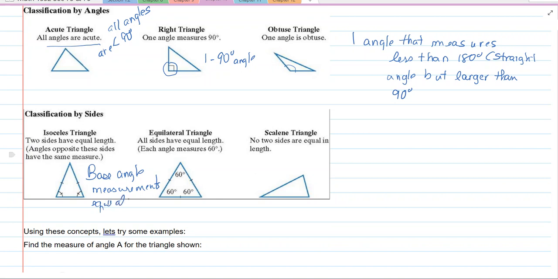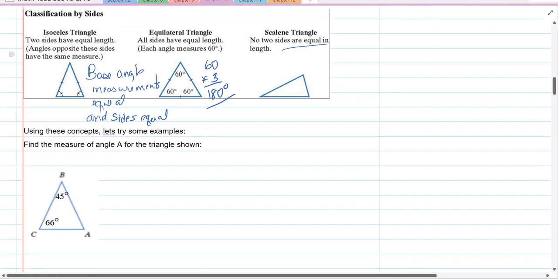And the sides are equal. Isosceles. Equilateral means that all of them are 60 degrees. And that goes by the theorem. Then we have a scalene. No two sides are equal in length. They're all different. So how do we use these concepts?